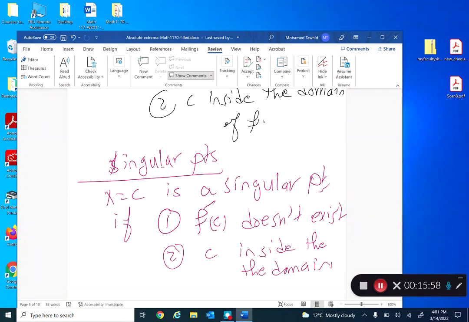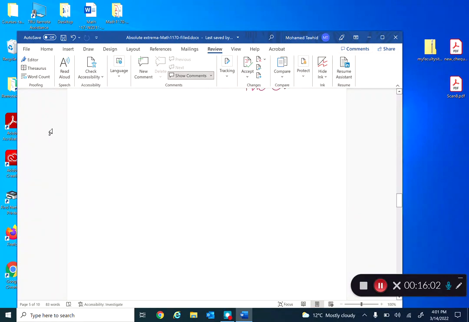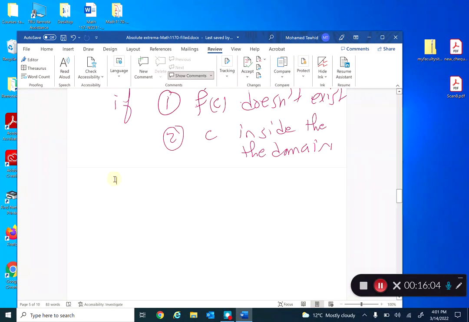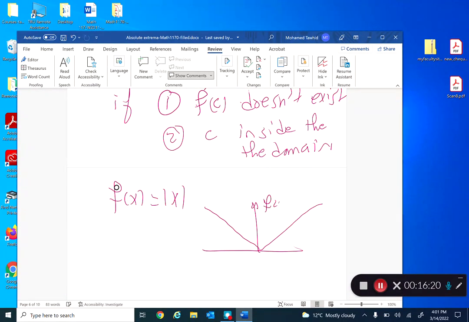What does this mean when the derivative does not exist? For example, if I take f of x equals absolute value of x, what is the graph of this? The graph of absolute value, from high school, is like a V letter like this. That is your f of x, and that is my x. That is the absolute value of x, which is like a V letter.